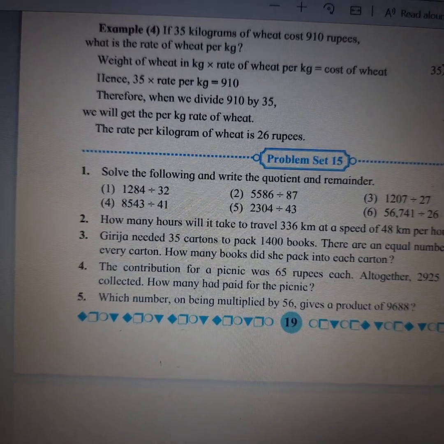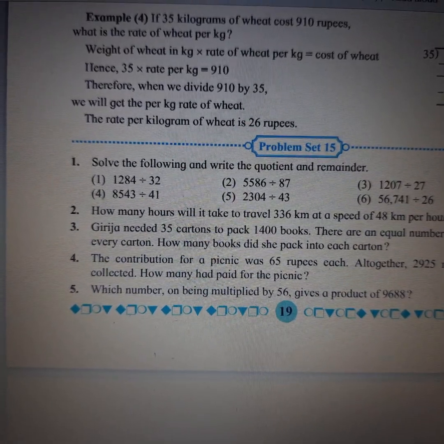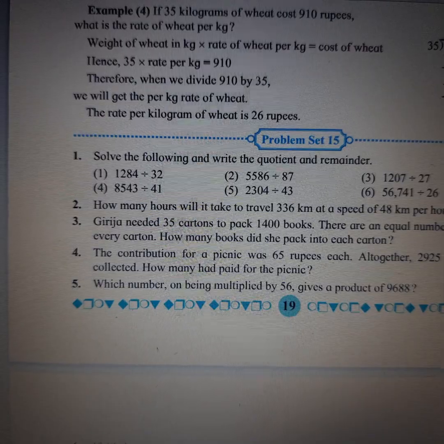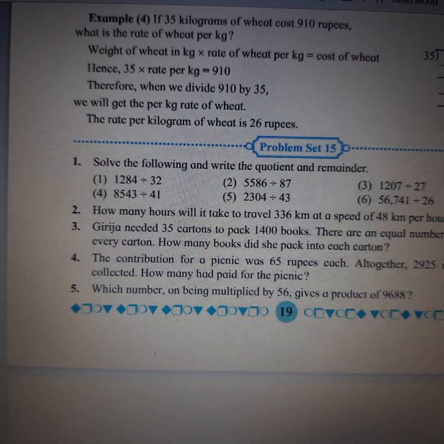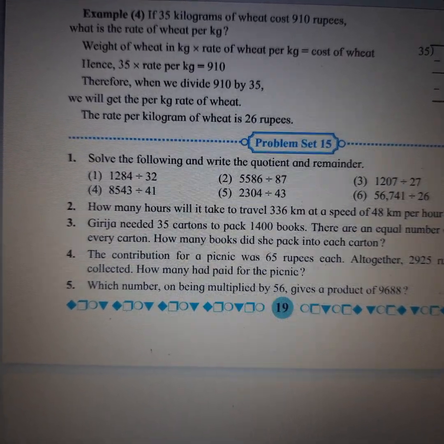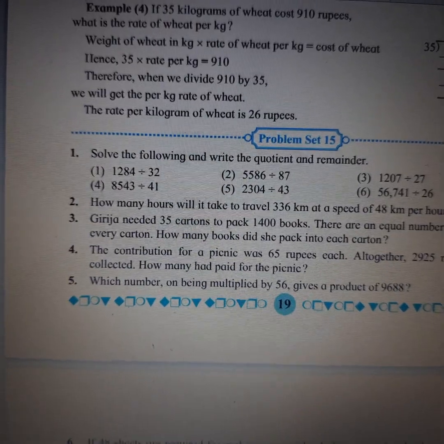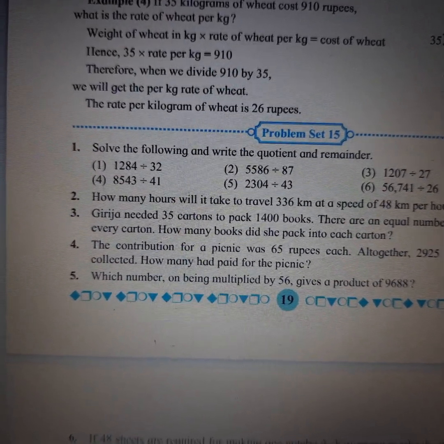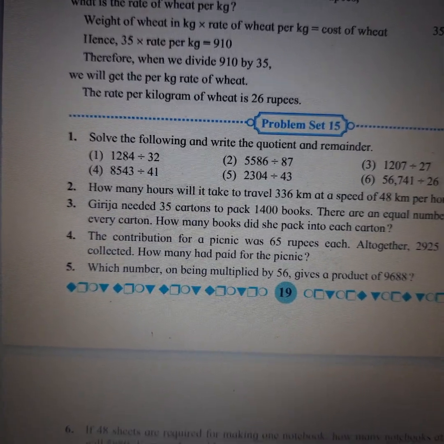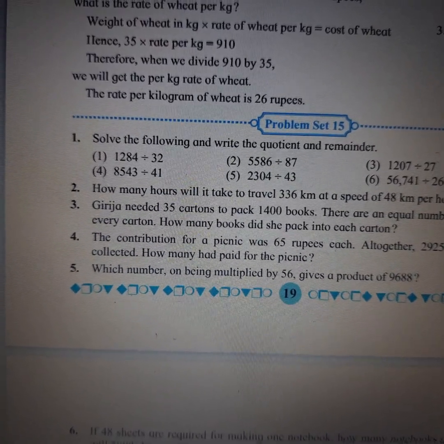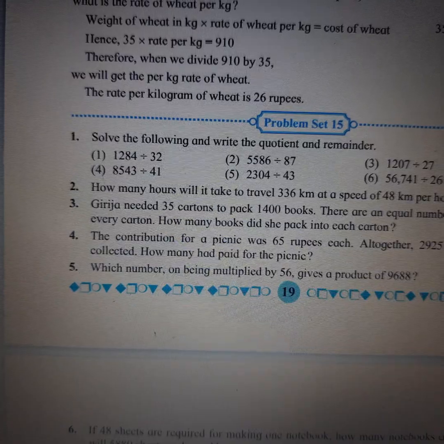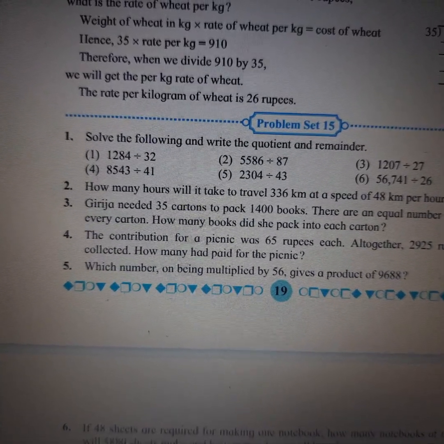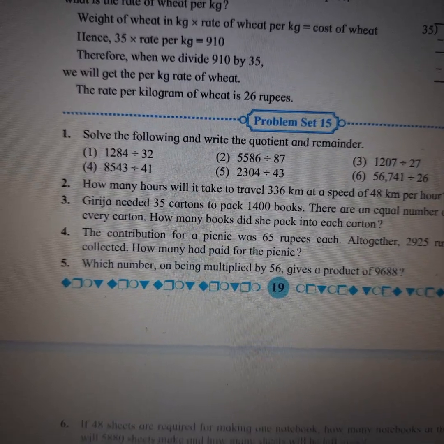Now next we will be doing problem set 15. Solve the following and write the quotient and remainder. So it's a division sum. You are already aware of division sums. It's only that now, since you are in 5th standard, the dividend and the divisor numbers are going to grow. That means you are going to get a bigger dividend and a bigger divisor to divide with. That's the only difference. Let's get started. Problem set 15.